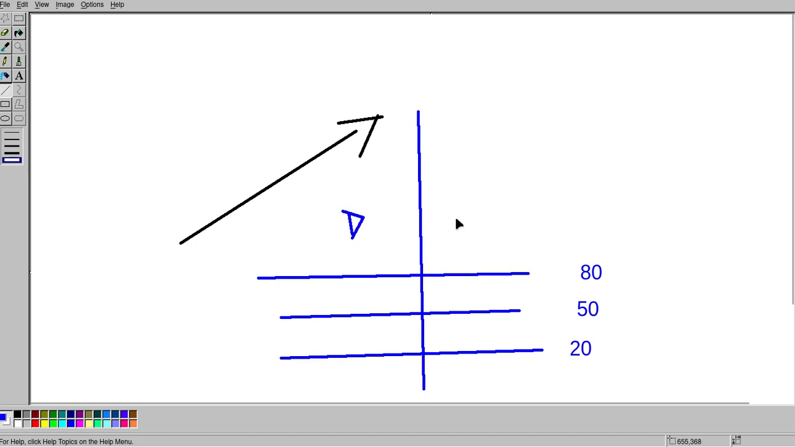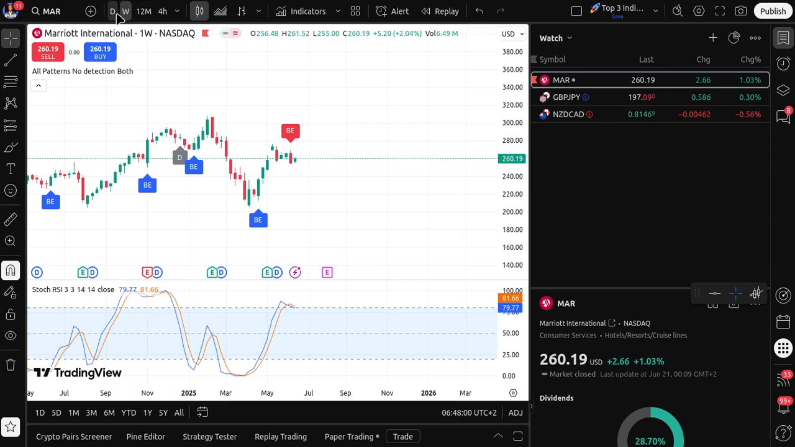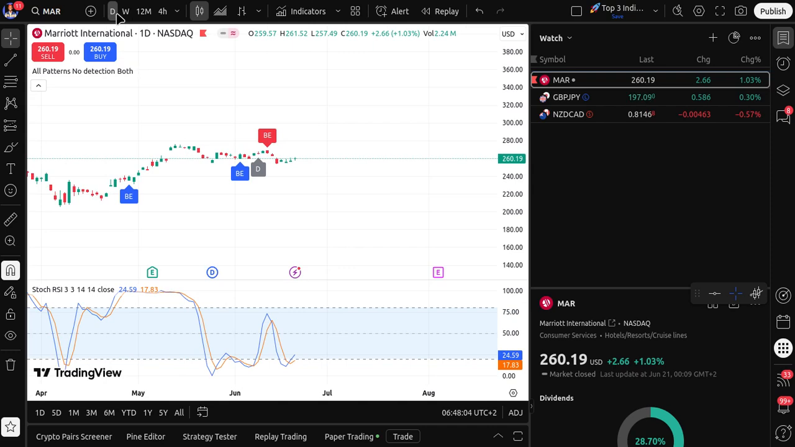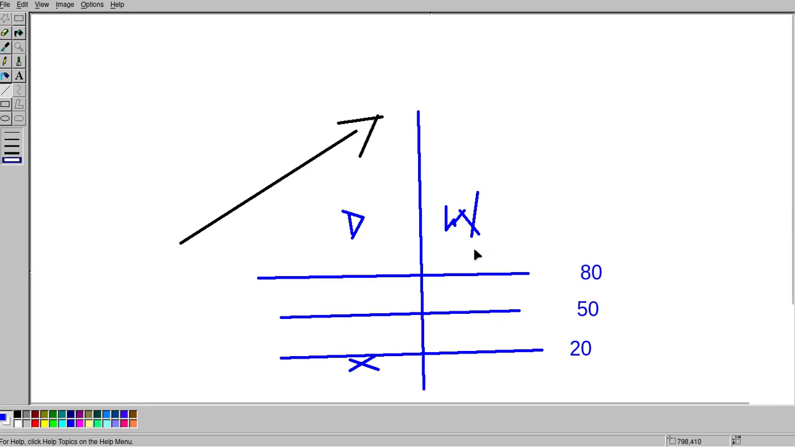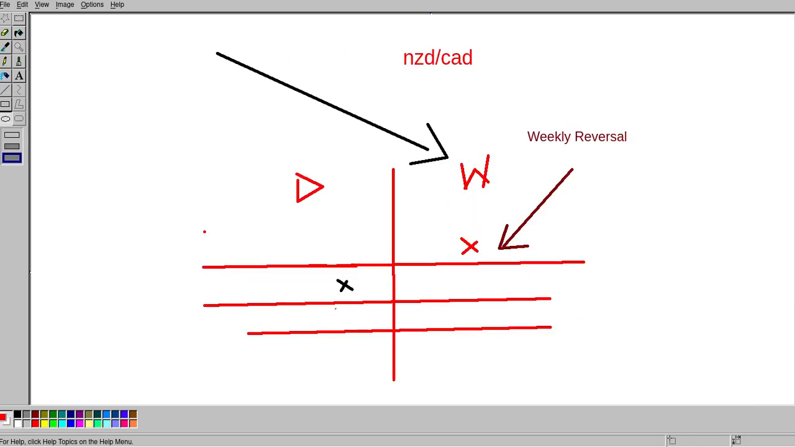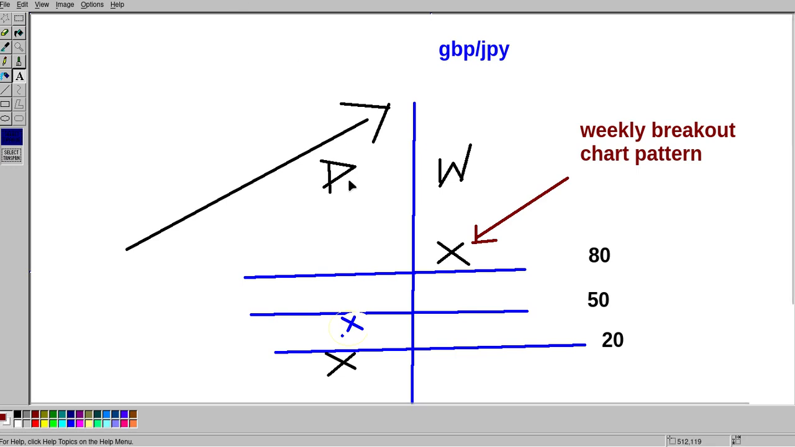Okay, we have the daily pattern here, we have the weekly pattern here. Now in this example, we have a reversal right here on the daily chart pattern, which you can see right here. And then we have a reversal on the weekly chart pattern and on the daily chart pattern. So it's very similar to what happened here, very similar.